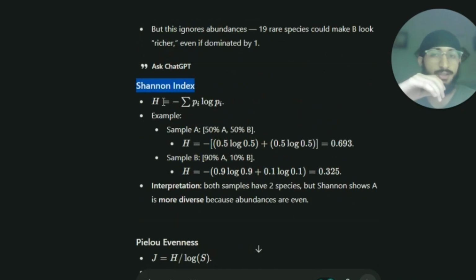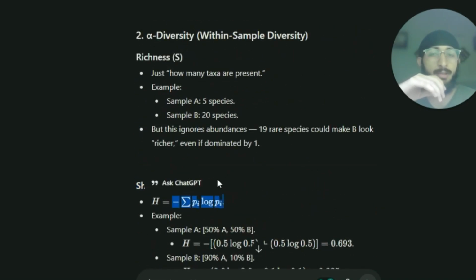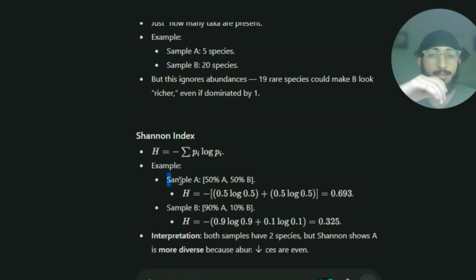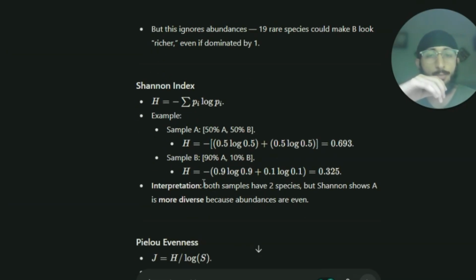Then we have the Shannon index. H is equal to minus summation pi log pi, which is the entropy as well. Example, sample A is 50% A, 50% B, so H is equal to minus summation of these two components, that is minus of 0.5 log 0.5 plus 0.5 log 0.5, which gives this value. And sample B, if we have 90% A, 10% B, we have a smaller value here. Interpretation is that both samples have two species, but Shannon shows A is more diverse because abundances are even, right? Half of A and half of B species.